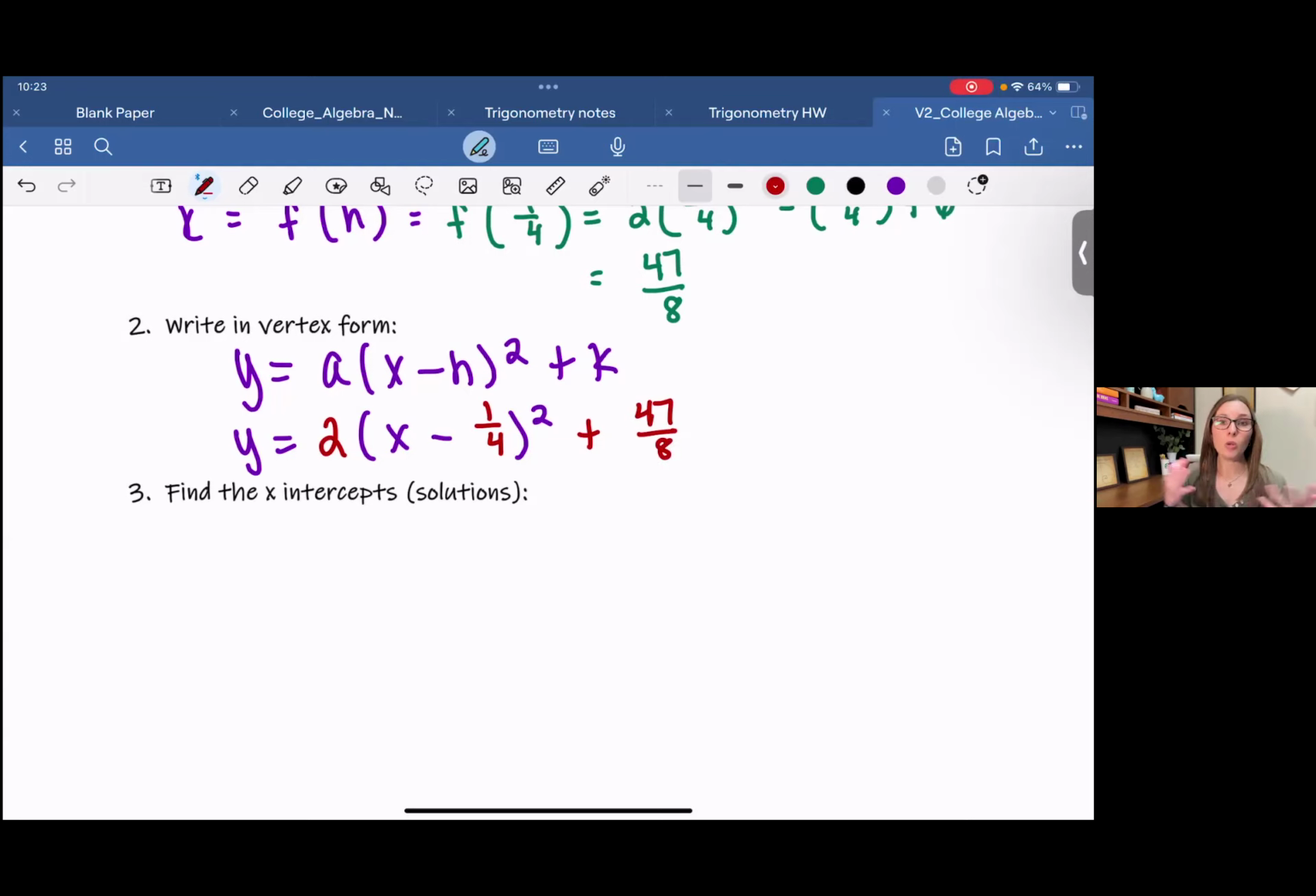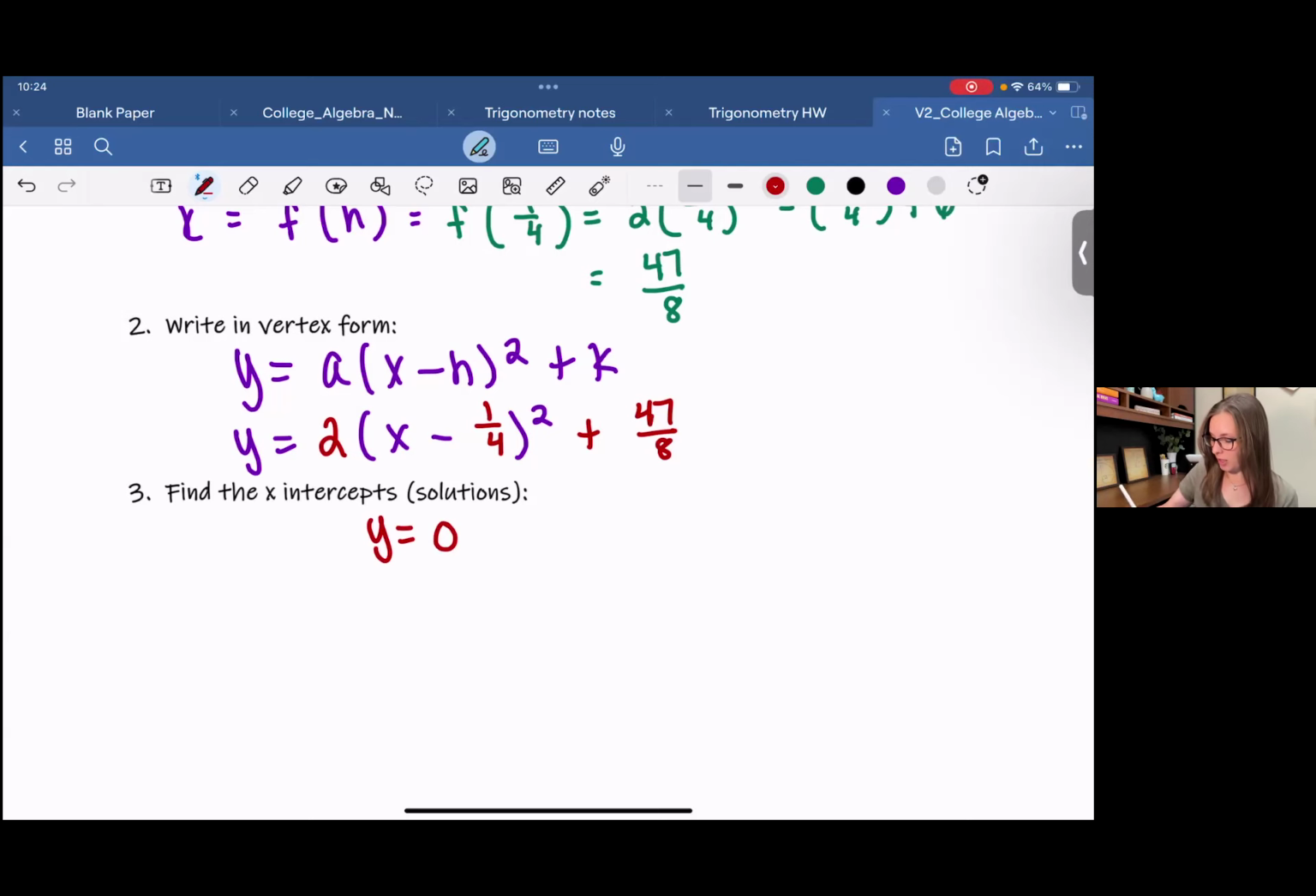So if the goal of the problem was to complete the square, then I'm done. That's it. But we're actually trying to solve. We're finding the x-intercepts. So I'm going to go a little bit further and I am going to solve this. So remember from x-intercepts, what do you know about x-intercepts? What's the only thing you know about x-intercepts? The y value has to be 0.